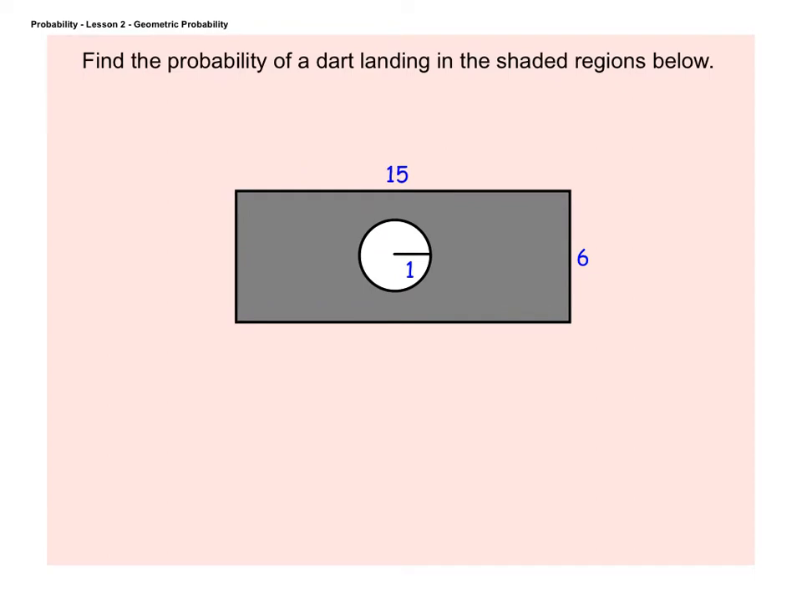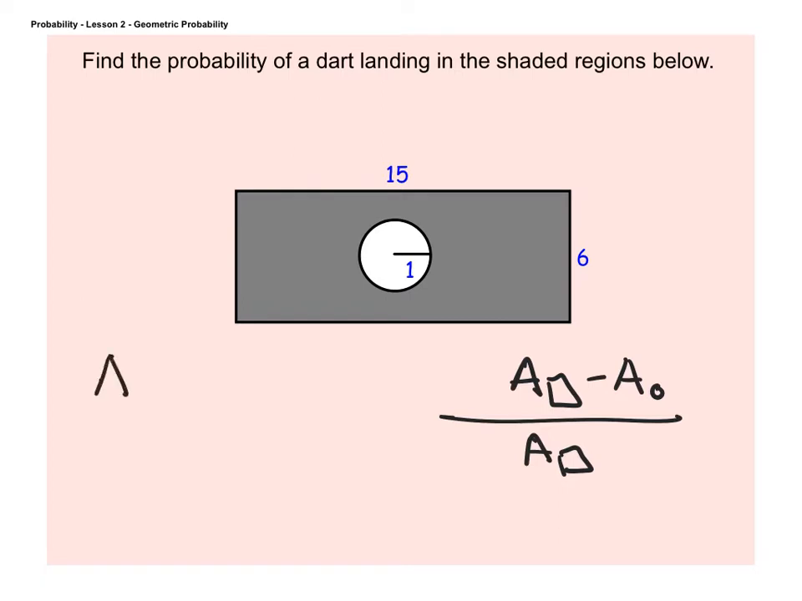Find the probability of a dart landing in the shaded region below. Okay, so shaded region is your rectangle. I did it again. And the total area is also the rectangle. Here's the thing. This one's a little tougher. The shaded region is a rectangle minus the circle. And then the total region is the rectangle. So this will help us find the shaded region.